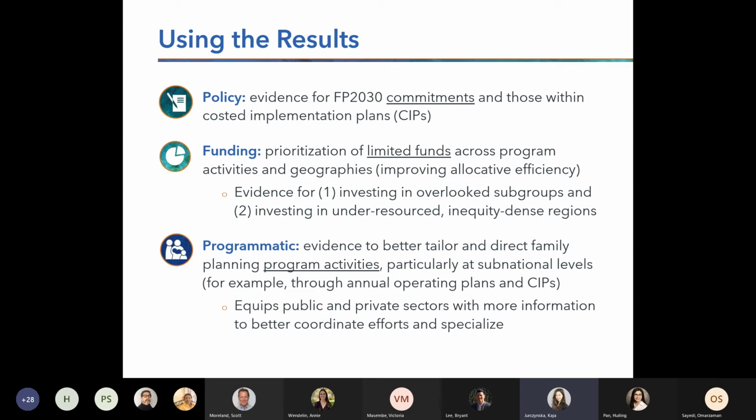Importantly, if you're able to see where family planning inequities are concentrated, this can be used to help you prioritize where you spend your money inside a specific country, as well as on what. And that will improve your allocative efficiency overall. And finally, it relates to the funding point, but once you are able to see where the inequities are found and for whom, it's certainly evidence that can be used to better tailor and direct your family planning program activities. For instance, you can figure out where they need to go, which components need to be bolstered, and so on and so forth.